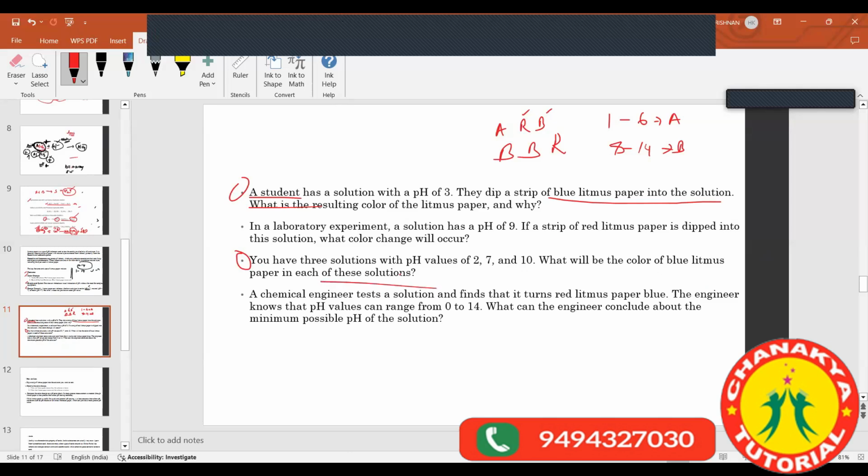So got it now? This question is also somewhat similar, if you think you will get the answer. Yes, ma'am. It is the same as the example which you gave. Yeah, the third, fourth one. Yeah, fourth one.